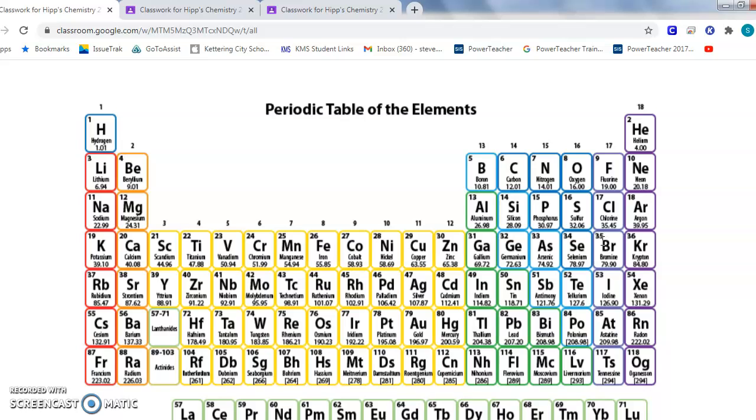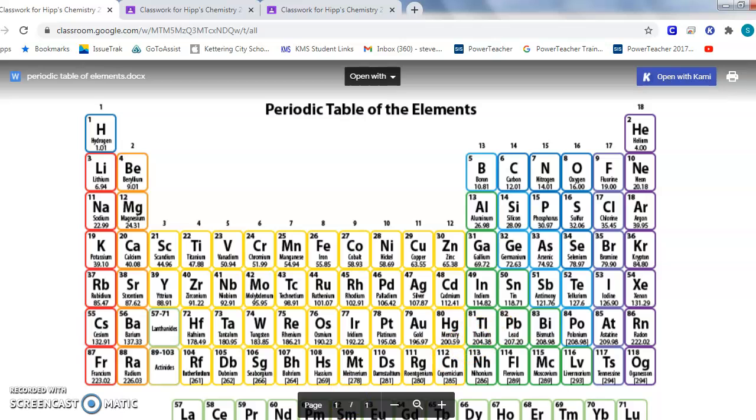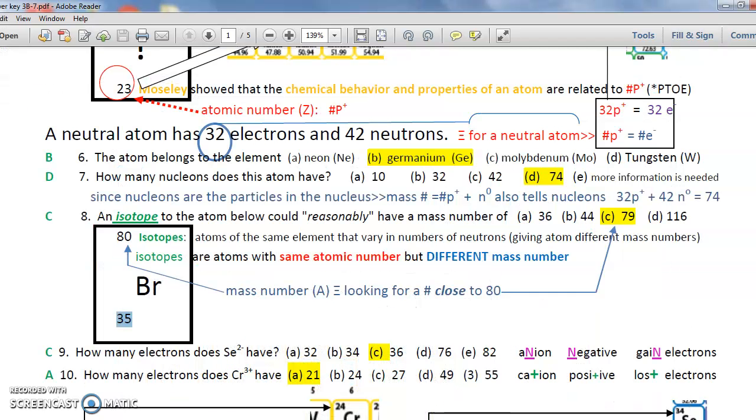But bromine can have various numbers of neutrons. Neutrons are a neutral particle in the nucleus. So that number here can't change. Bromine must have a 35 there. But we can change this 80. Isotopes are atoms that have a 35, but not an 80. Isotopes are atoms of the same element that vary in numbers of neutrons. So we're looking for a number close to 80. We're looking for a different mass number close to 80.